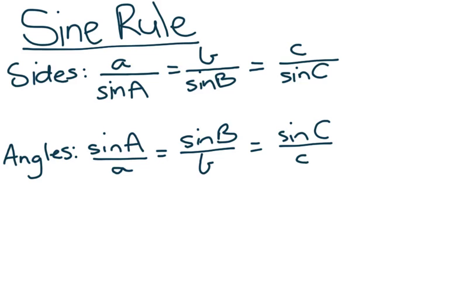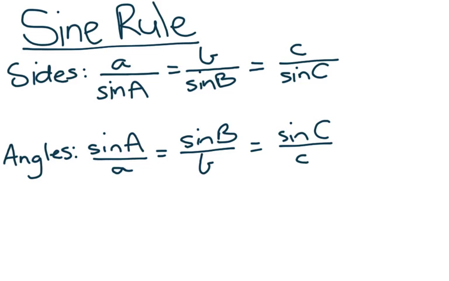Now normally in normal right angled trig we can just use sine is opposite over hypotenuse, cosine is adjacent over hypotenuse, and tan is opposite over adjacent. However, those rules only work for right angled triangles. So we need two new rules, which is the sine rule and the cosine rule.